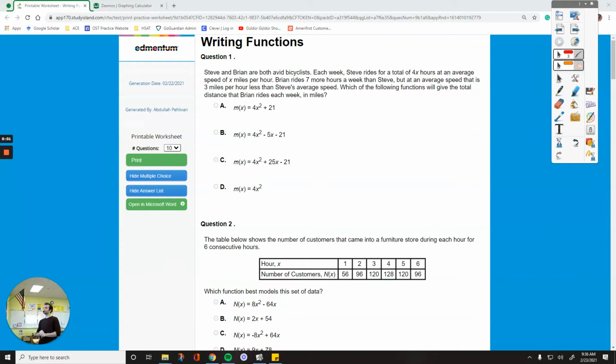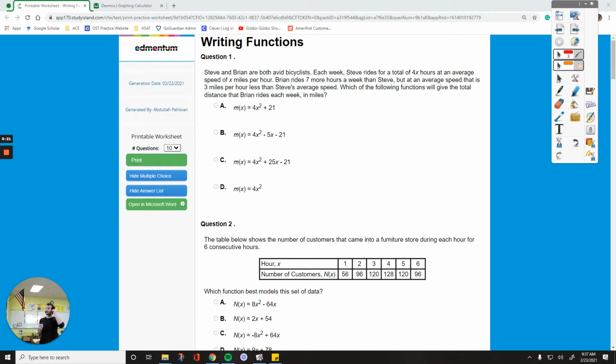Hello everyone, in this video we are going to work on Study Island to figure out how to write functions. So we are going to deal with word problems mainly. Some of them are going to be just given tables, and then we are going to figure out which equation models the given table the best.